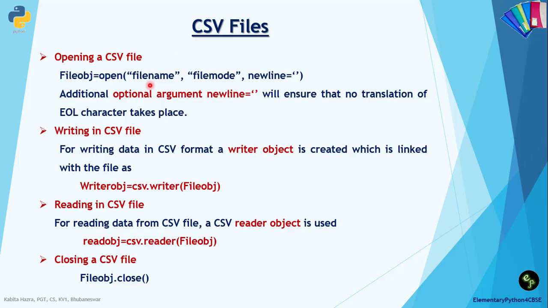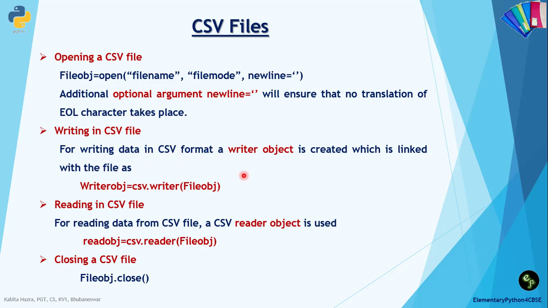We can open the file and create a file handle or file object as we have done in the case of a text file, by specifying a file name, the file mode, whether to read or write, and an optional newline argument, which will ensure that no translation of end of line character takes place. We will see the use of the newline argument while reading the content from a CSV file in an example.